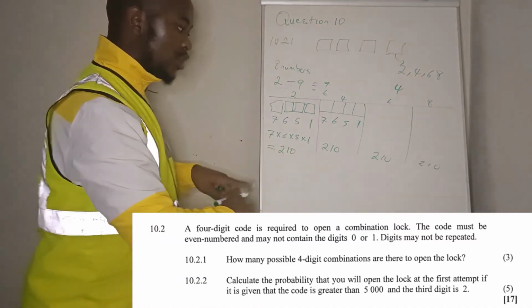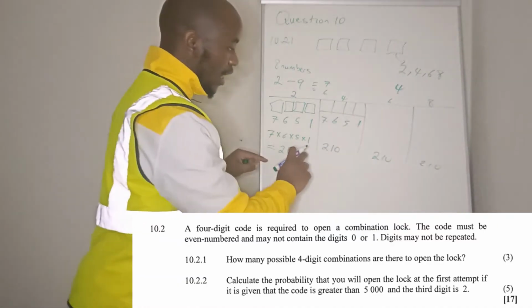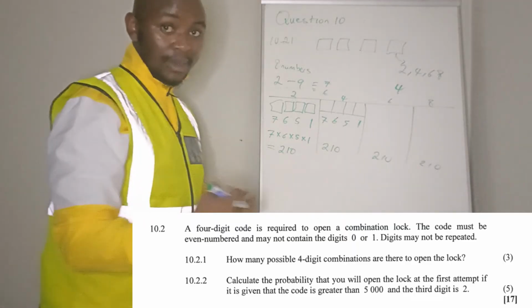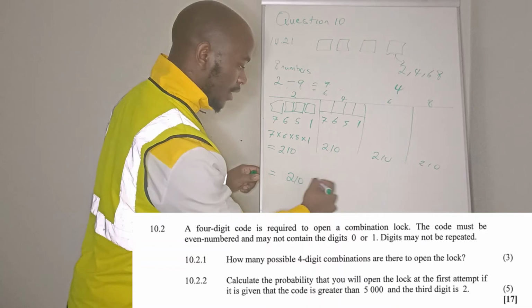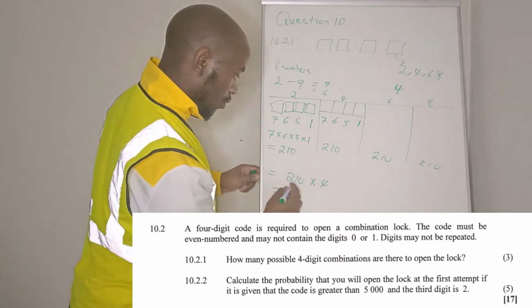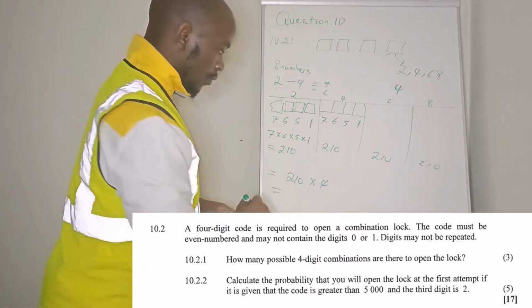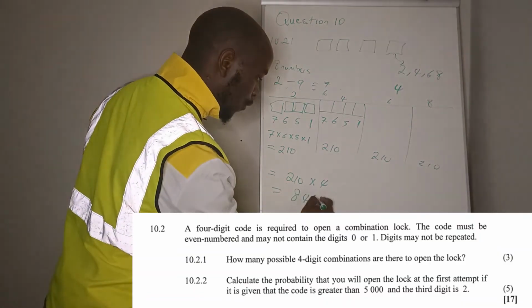So what we do as the final step is we add all those different combinations. That is going to be 210 multiplied by 4, which is equal to 840 combinations.